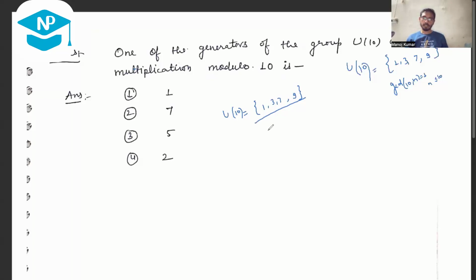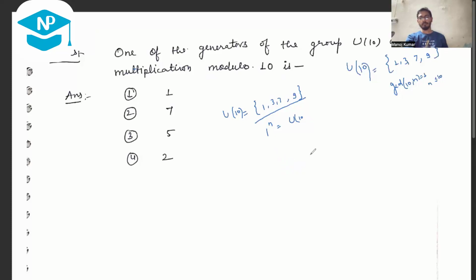So how to find the generator? We take an element to the power n, which should belong to U10, and the particular element generates all the elements of the group. So if we take 1 to the power 1 is 1, 1 to the power 2 is 1. So this will not generate 1, 3, 7 and 9 except 1. So this will not be a generator.